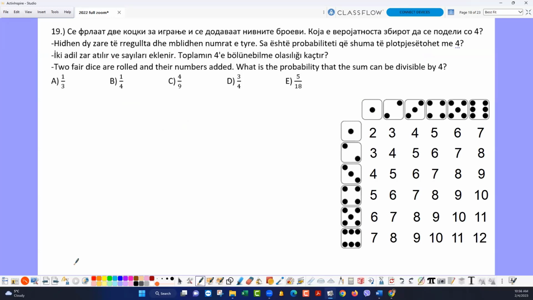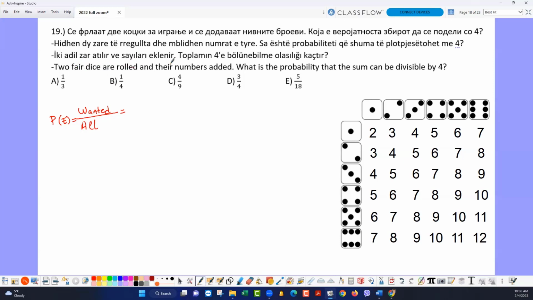Okay, this is a question about probability. For the probability of an event, if you remember, it is written as wanted outcomes over all outcomes. So what is the wanted outcome here in the question?